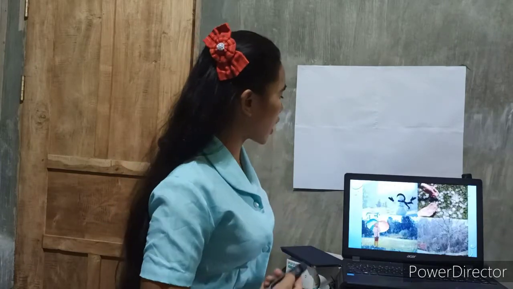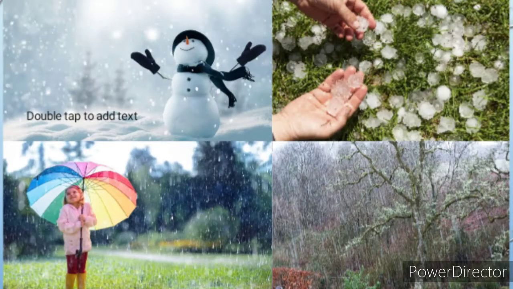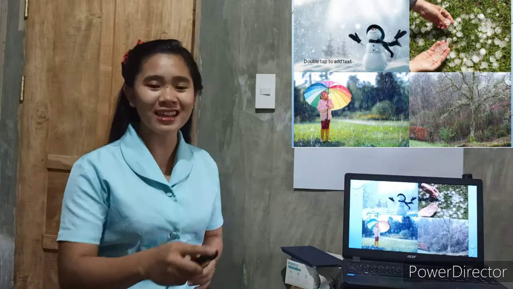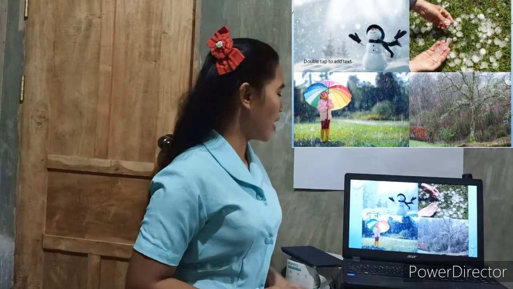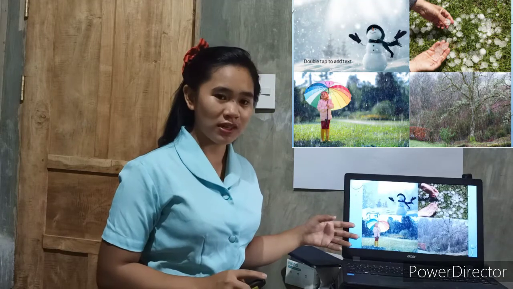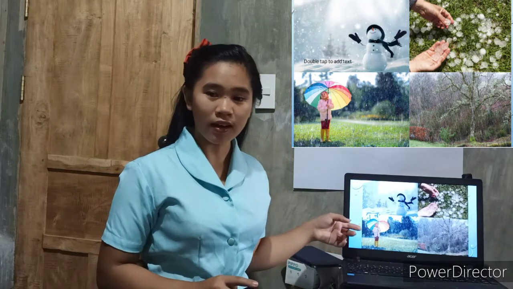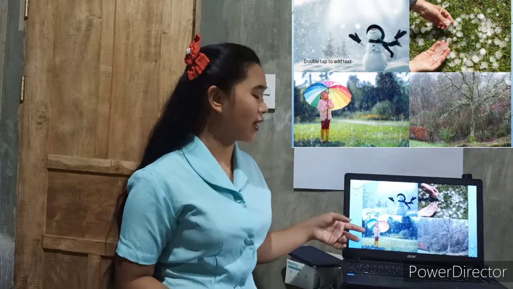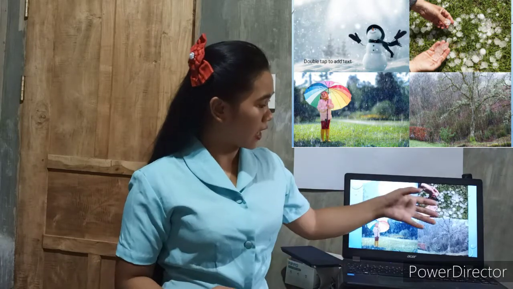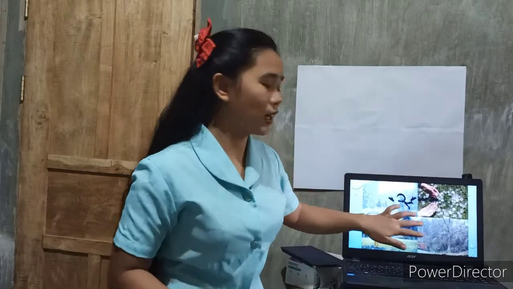I have here four images and I would like you to identify them. So what is the first image? Yes, exactly. Very good. It is snow. How about the second one? What do you see here? Yes, very good. Rain. It is raining. Next one. What could this be? Yes, exactly. It is hail. And the last one? Yes, very good. It is sleet. Very good. You were able to remember our previous lesson.